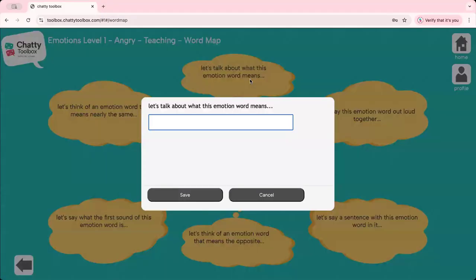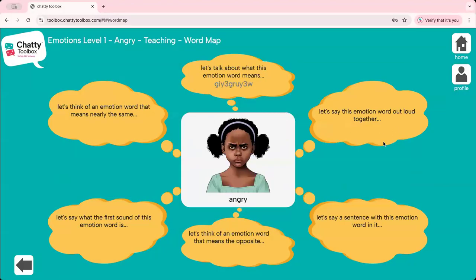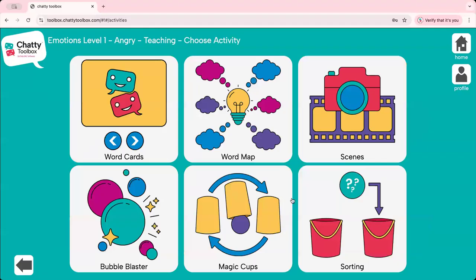When you click on these, you can type your answer in. I'm just writing rubbish there, and then it shows it up on screen. So you can discuss an answer together and type it up together. You could print that off if you wanted to, or screen capture it.